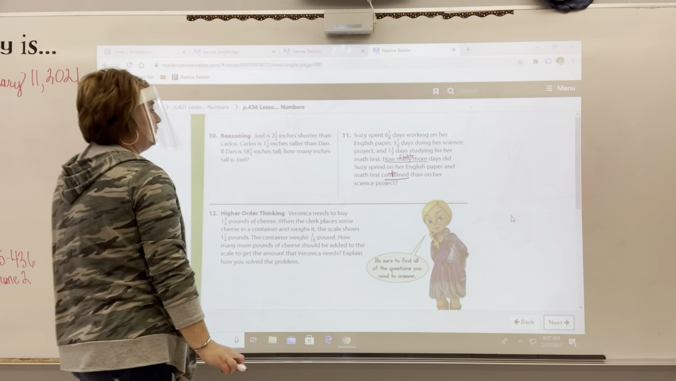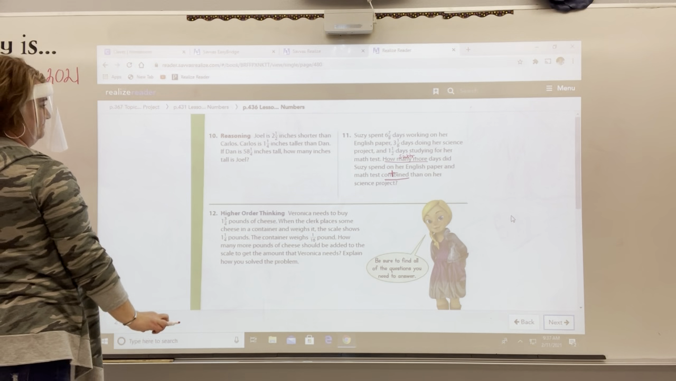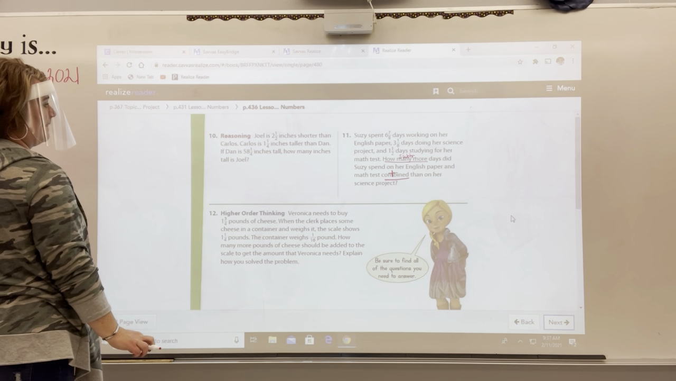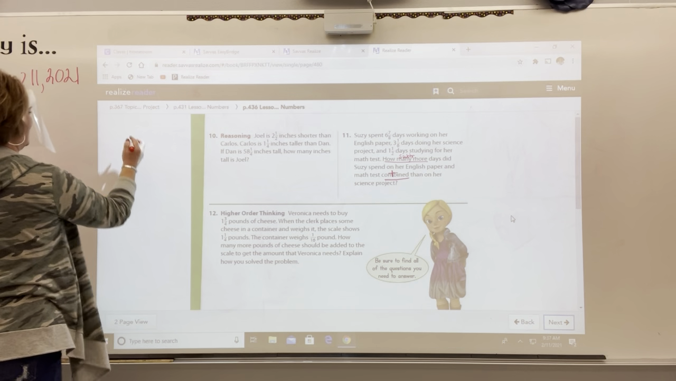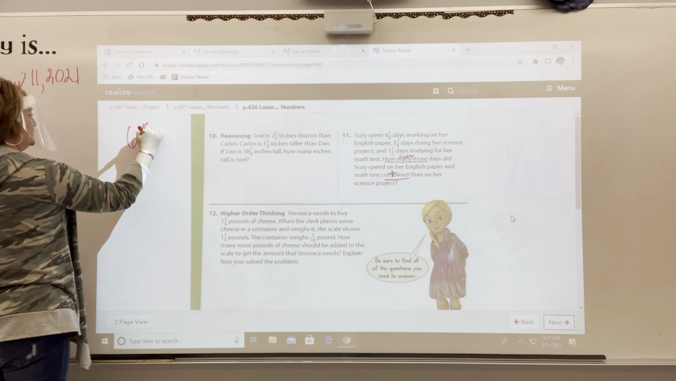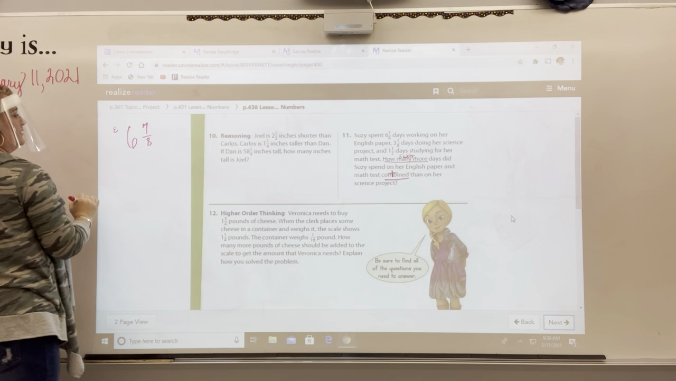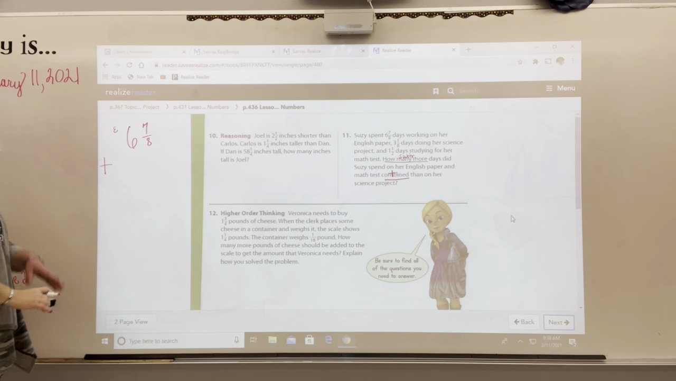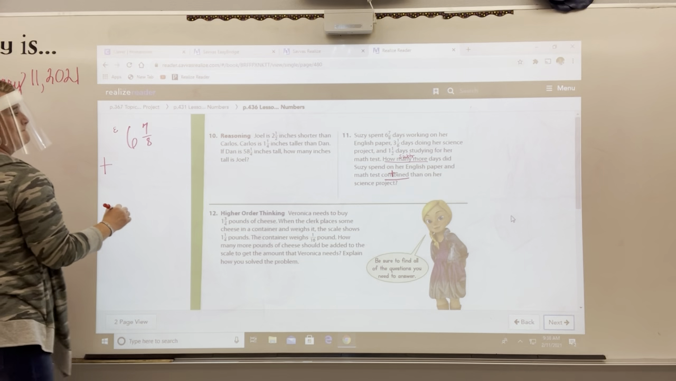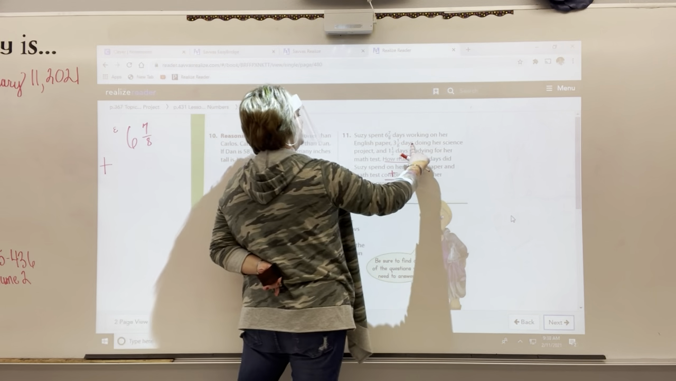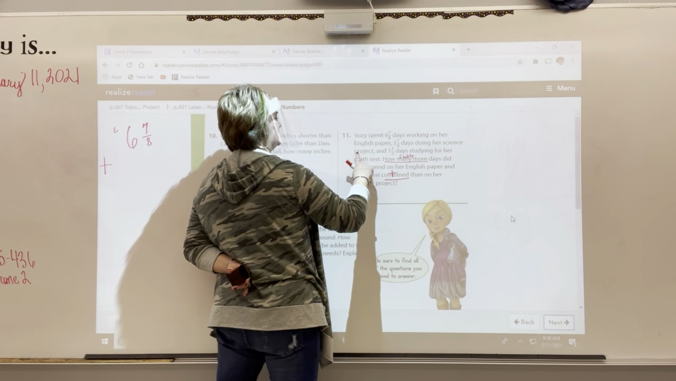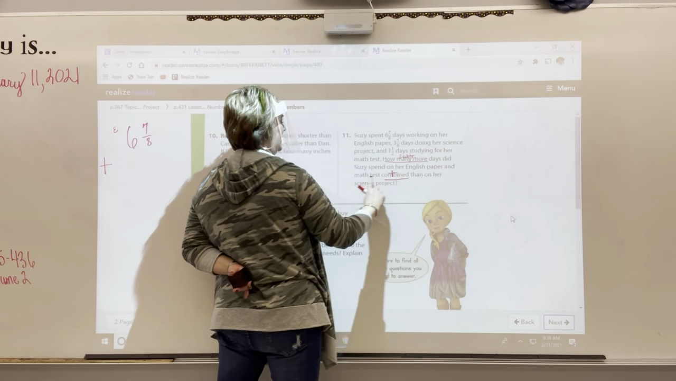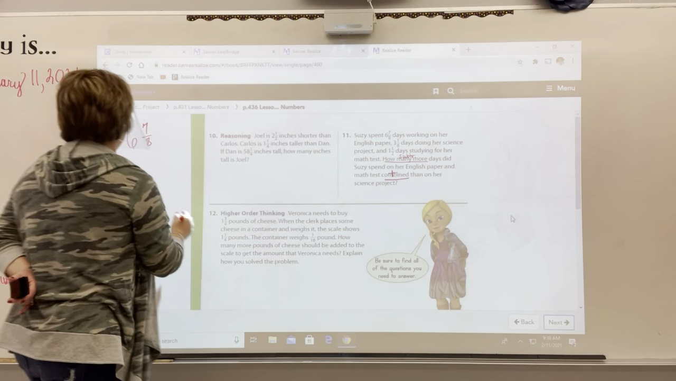So Jakely, what's my number for English? 6 and 7/8. I agree. There's my English. And I'm going to put a little bitty E right there beside it so I know I'm adding the right thing. What am I combining? English with math. So Colin, what's the number for math? 3 1/6. 3 1/6 is doing her science. That's not where we're adding. We're adding English and math. 1 1/2.